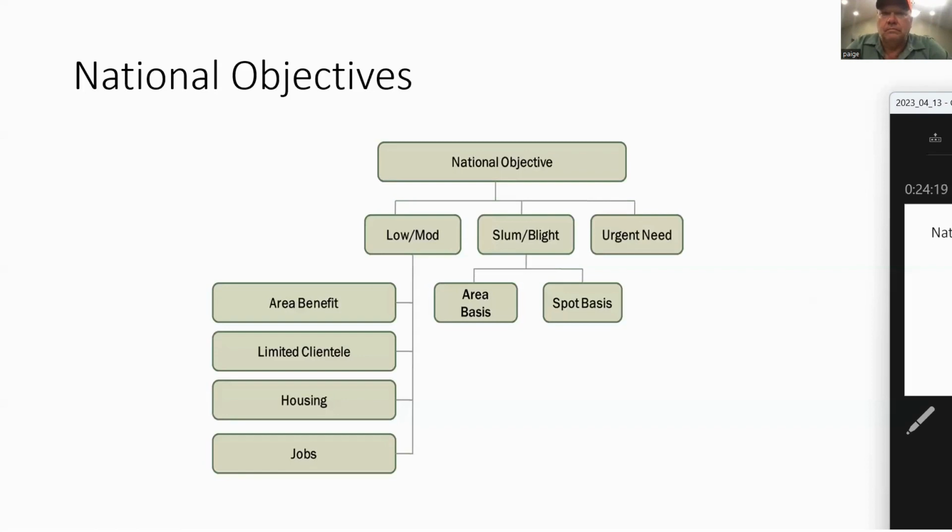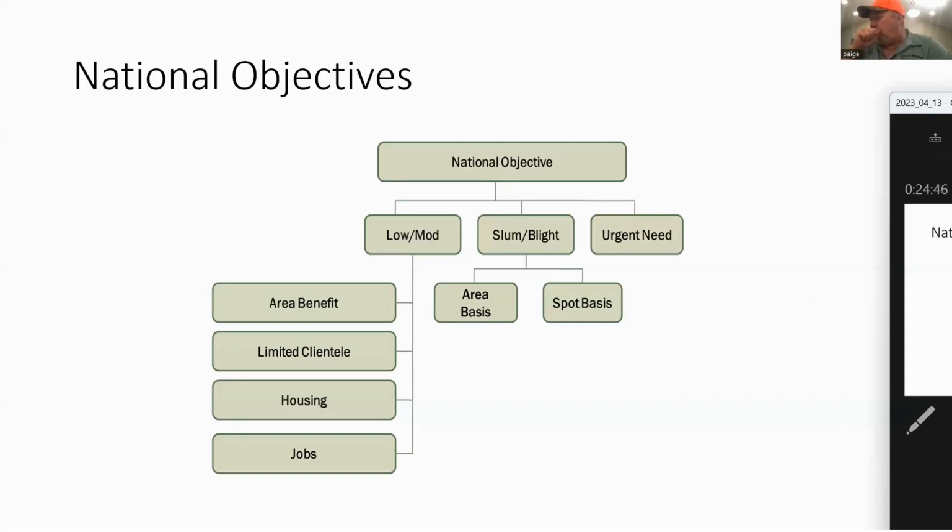One is low to moderate income and the other is slum and blight. Slum and blight is easy to understand. Either we need to demo buildings, get rid of them because they're an eyesore. So that's empty, vacant housing, or it could be a commercial building, a vacant school, or renovating buildings, putting them into productive use. That's the slum and blight category. Low to moderate, if you can check that box and you're accomplishing that, you can go after money.